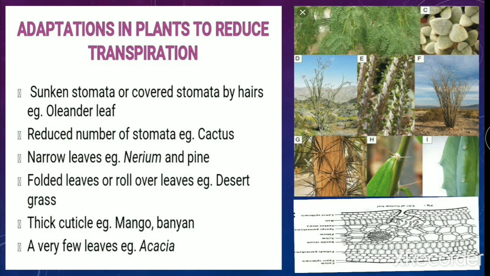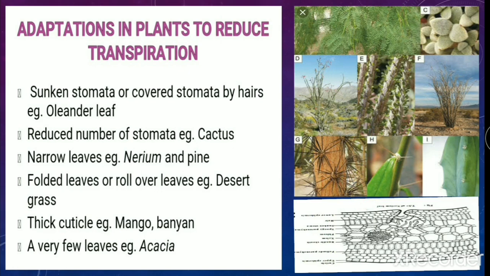In some xerophytic plants like cactus and even in aloe vera, the leaves are reduced to spines to reduce the loss of water by transpiration. In nerium, pine and acacia also, they have very few leaves, and the leaves are of narrow shape, again to reduce the rate of transpiration. In some of the desert grasses, the leaves fold or roll over each other to reduce the rate of transpiration.